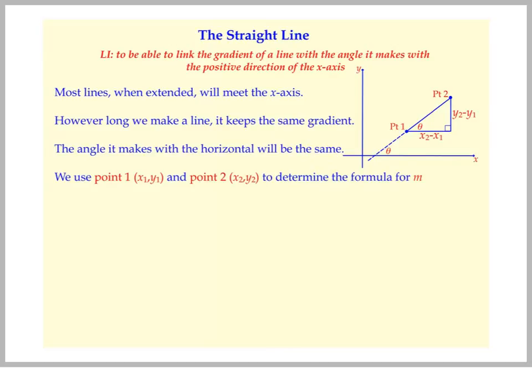Now what we've done before is we've used the gradient formula y2 minus y1 over x2 minus x1, and that gives us the formula for our gradient. So that's the general form using point 1 and point 2.